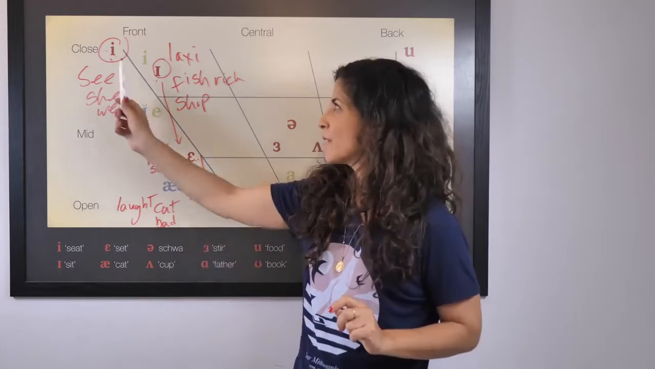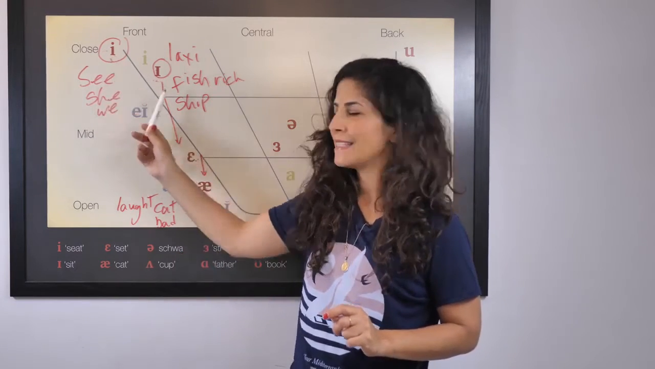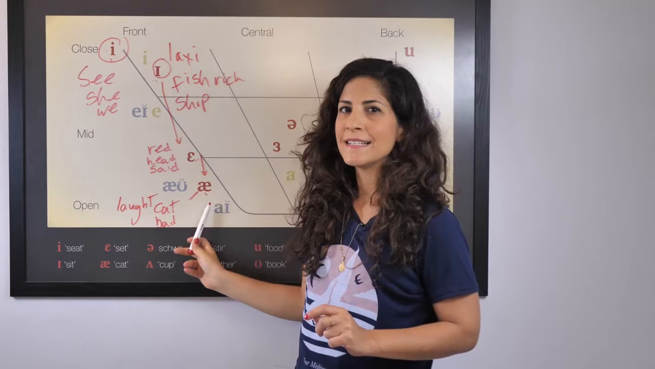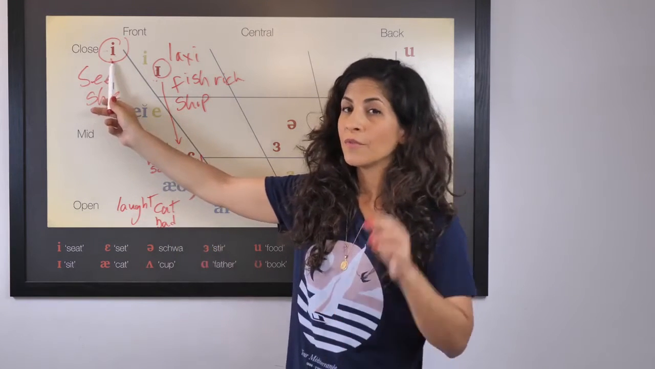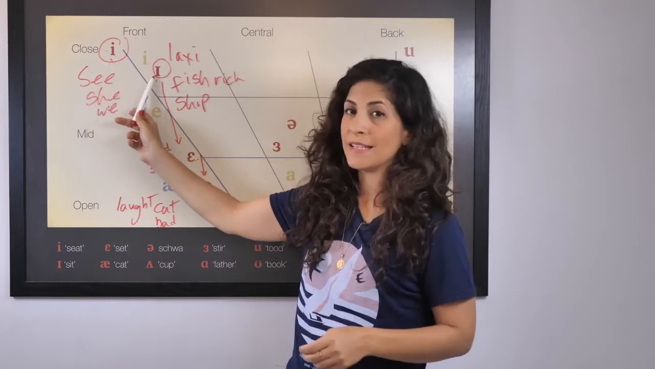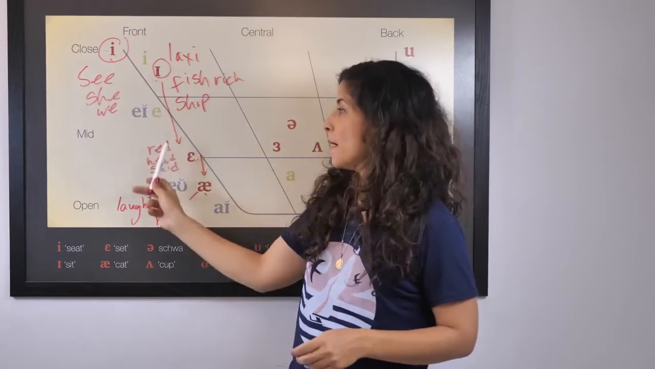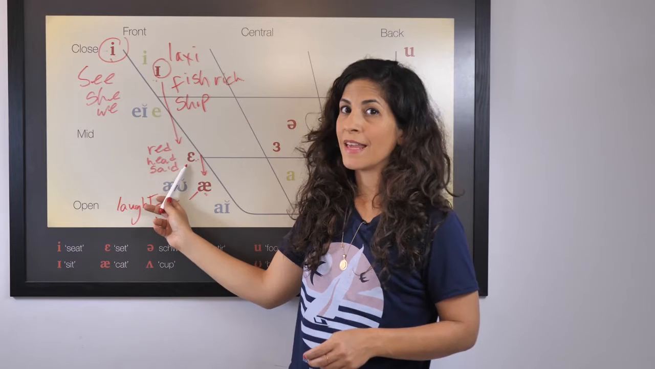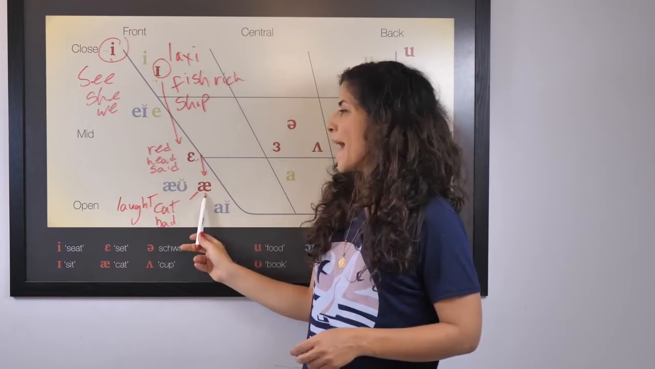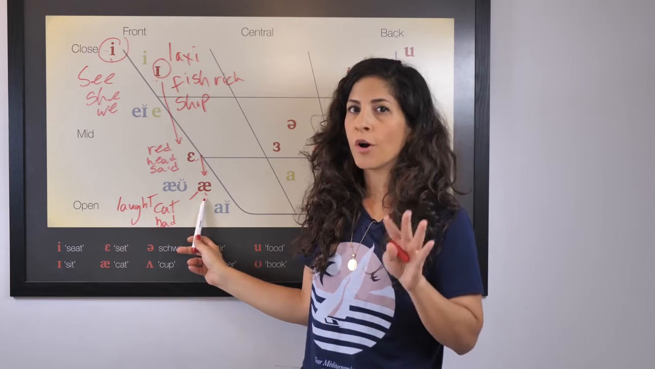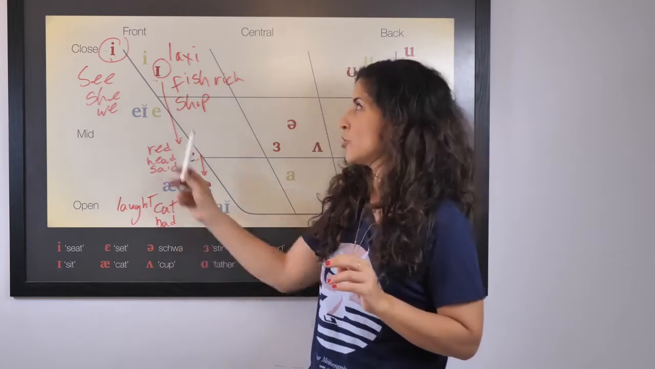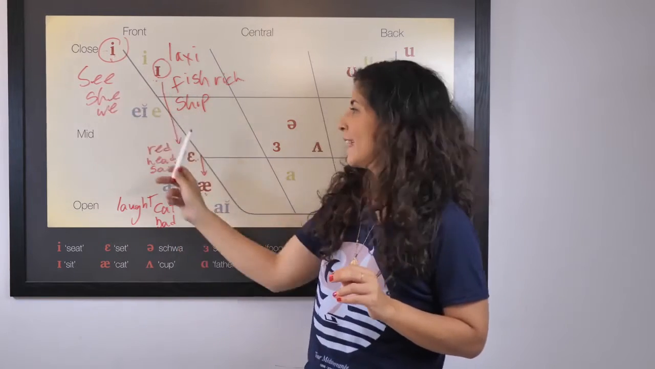Now do it with me. Seat, sit, set, sat. Bead, tense E, bid, relaxed I, bed, that's the E sound, and bad. Right? So these are pure vowels. The 4 pure vowels in American English. E, I, A.